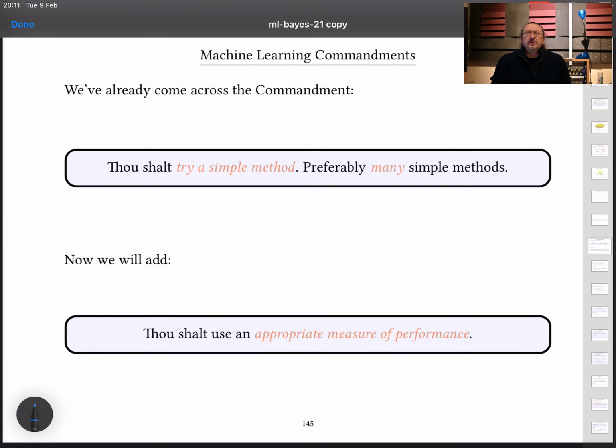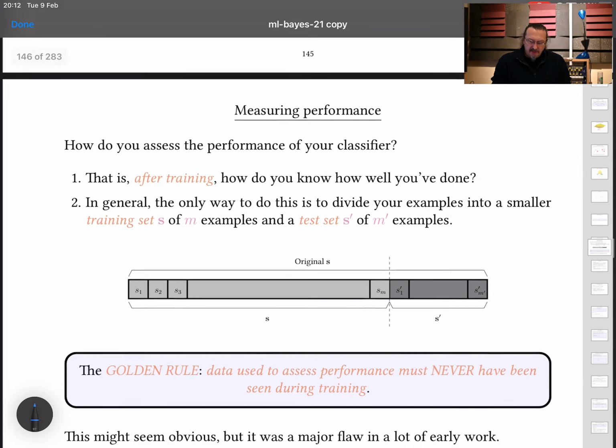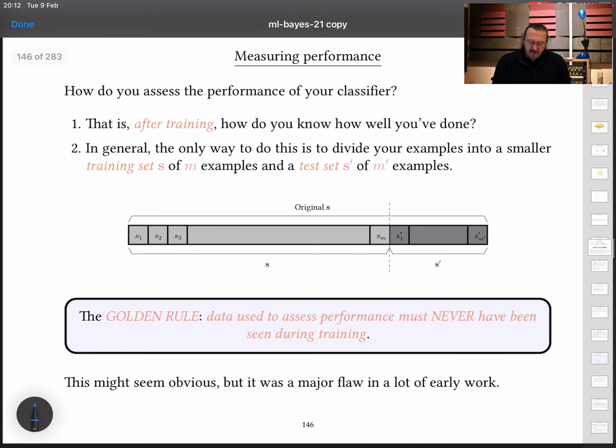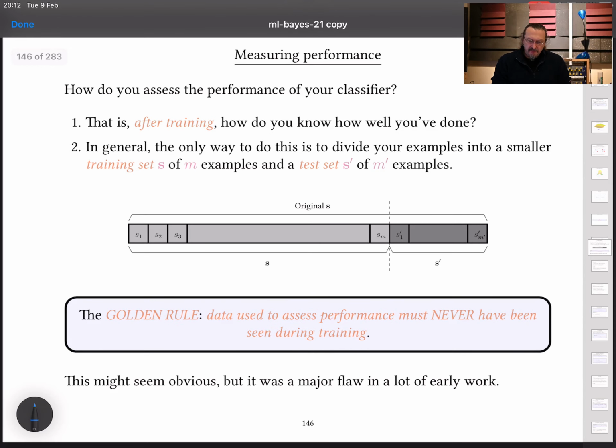We've already come across one commandment, which was thou shalt try a simple method. In fact, you should be trying lots. So I'm expanding that one. You should try many simple methods and possibly many complicated ones as well when you do this in practice. But I'm going to add now, as the first kind of important thing that needs to be clarified here, I shall use an appropriate measure of performance. And the reason that we need to flag this is that the performance measure that's been used so far is not always going to be the appropriate one.